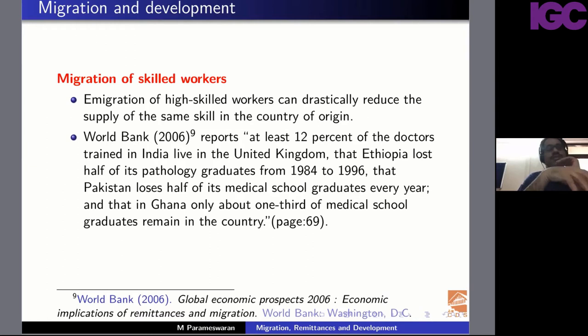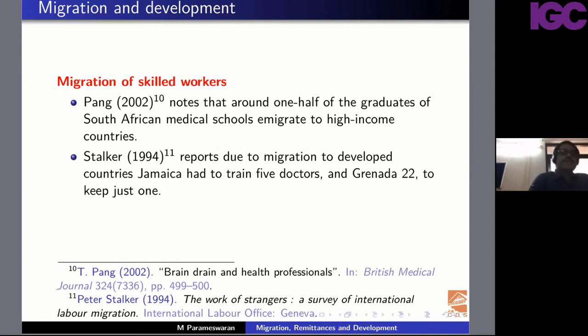For example, Ethiopia lost half of its pathology graduates from 1984 to 96. For a country like that, they may not be able to afford that. And a more severe case: a paper by Starker reports that migration to developed countries means Jamaica has to train 5 doctors to retain one, and Grenada has to train 22 doctors to keep just one. That is the kind of migration affecting their health sector.